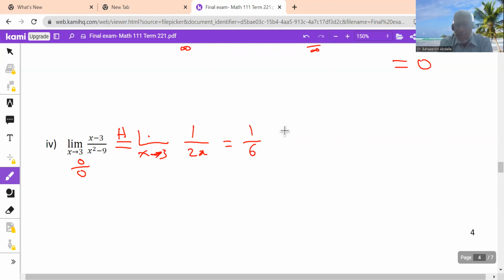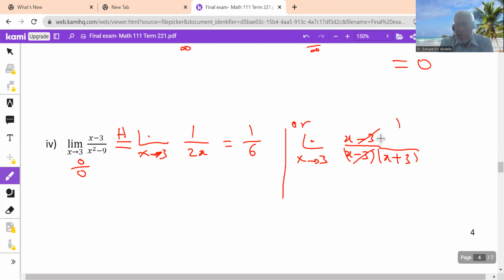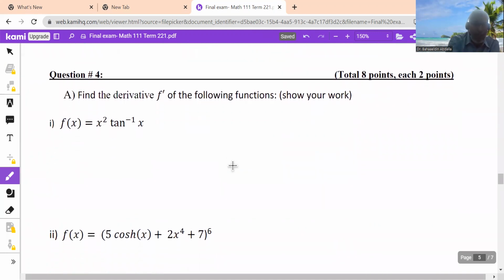That's the answer. If you solve it by factoring, then you will have x minus 3 over x minus 3 times x plus 3. This is the factored form of x squared minus 9. You can cancel these two. Still have 1 here and replace x by 3. So you will get 1 over 6.